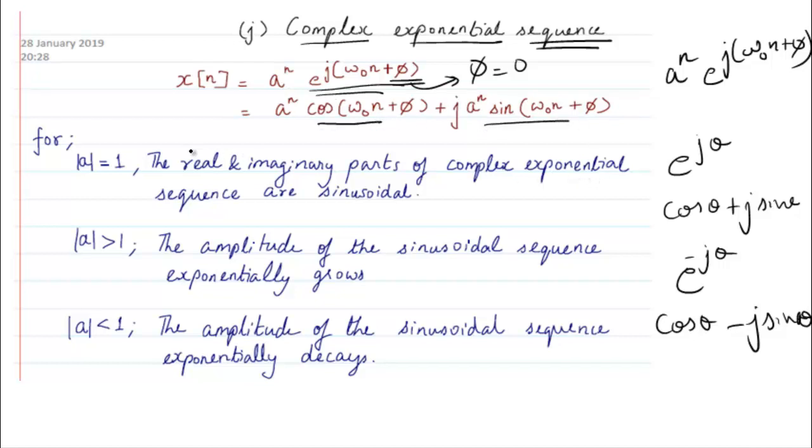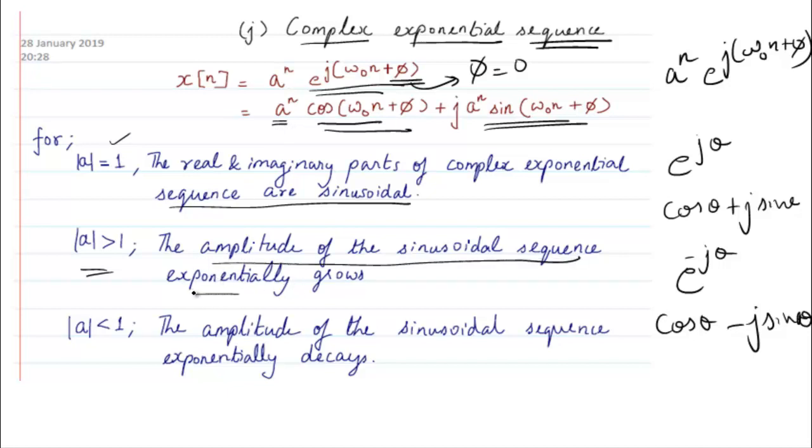Now if you look at the values, if a is equal to 1, then it's going to be a pure sinusoidal wave, and the sequence is basically a sinusoidal wave. Because both the real and the imaginary parts are going to be sinusoidal. If a is greater than 1, that means with time the value will keep on increasing. So the amplitude of the sinusoidal sequence basically grows exponentially.